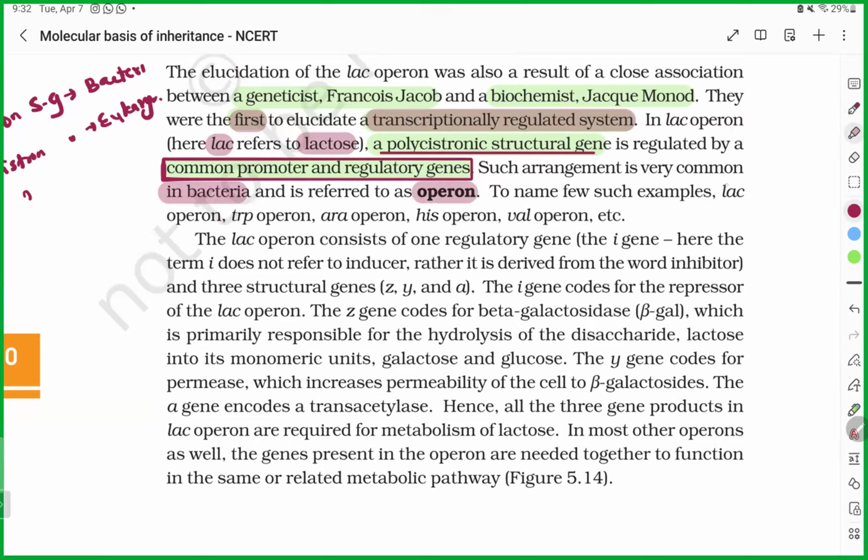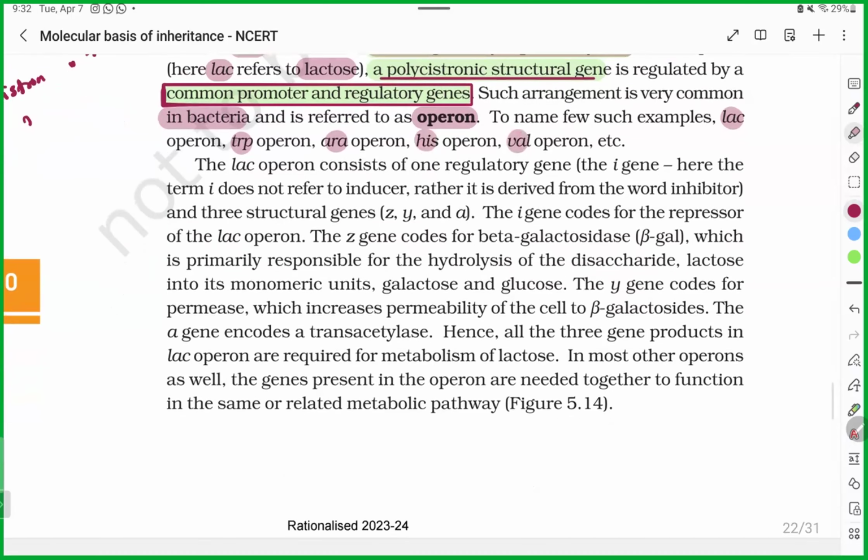There are many operons, like lac operon for lactose, trp operon for tryptophan, histidine operon, valine operon. Most of the time these are amino acid names. Correct. In the case of lac operon, there is one regulatory gene, and this regulatory gene is the I gene. I does not refer to inducer. Instead, I comes from the word inhibit. I is the regulatory gene and inhibitor. Why? It inhibits the process when lactose is not present.